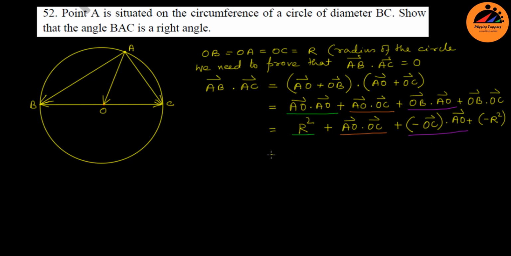Magnitudes are R. Okay. So R square gets cancelled, and these two terms, see, AO dot OC and minus OC dot AO, dot product commutes, right? So this is AO dot OC minus AO dot OC. So these two terms also cancel, so you get 0. So AB dot AC is 0. So that means angle BAC is 90 degrees. Okay.